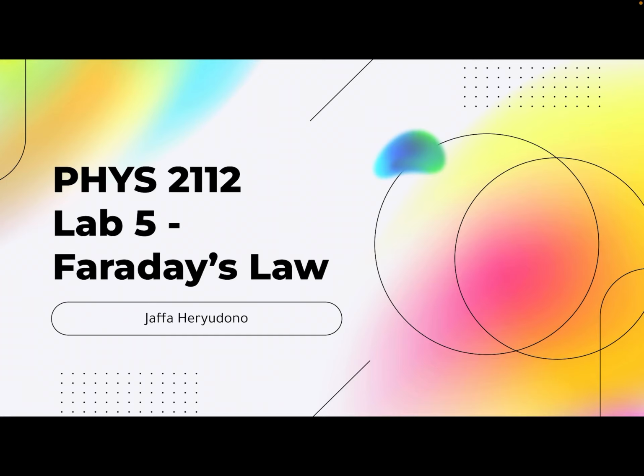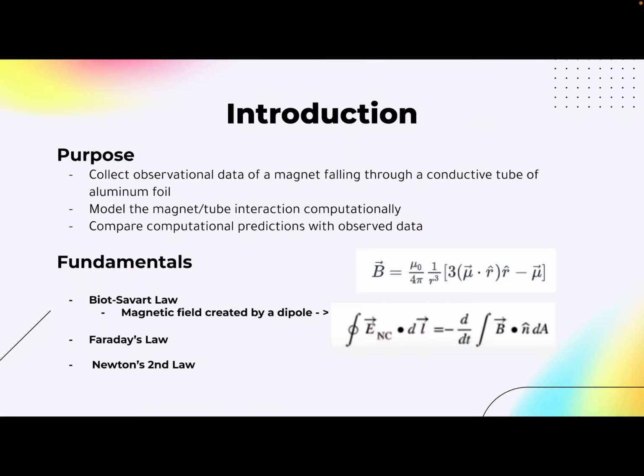Hello, my name is Java Haridano, and today we'll be discussing Lab 5 of Physics 2212, Magnetic Braking with Faraday's Law. The purpose of this lab is to collect observational data of a magnet falling through a conductive tube of aluminum foil, model the magnet/tube interaction computationally, and compare computational predictions with observed data. Some fundamental concepts covered include Faraday's law, the Biot-Savart law, and Newton's second law.